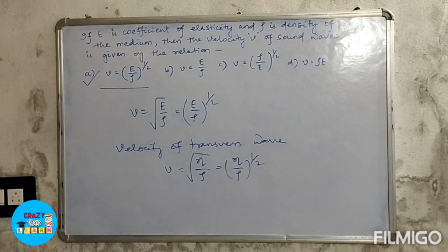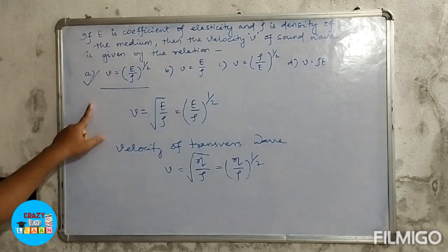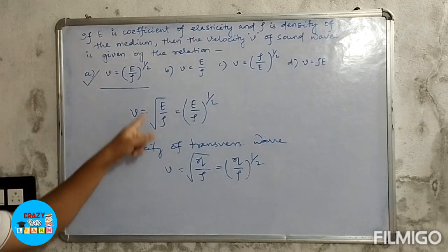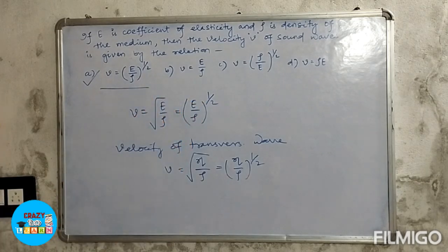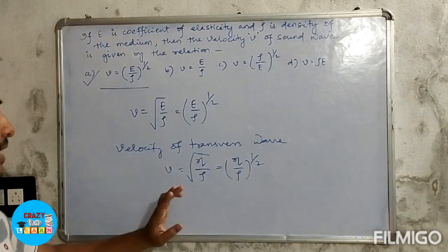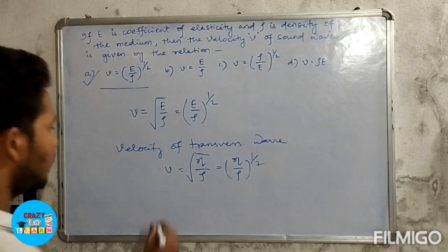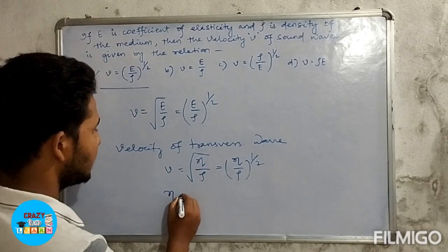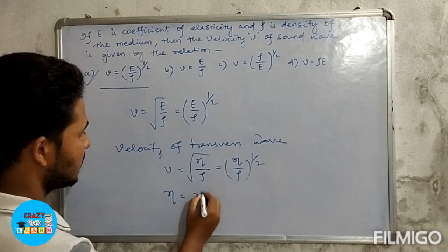Okay, so for this question answer discussion session, just remember the formula. The velocity of the sound wave is (E by rho) to the power half. E is the coefficient of elasticity and rho is the density of the medium. Clear? And the velocity of the transverse wave v is equal to (eta by rho) to the power half. Eta is the rigidity modulus. Elasticity has three moduli. It is the rigidity modulus.